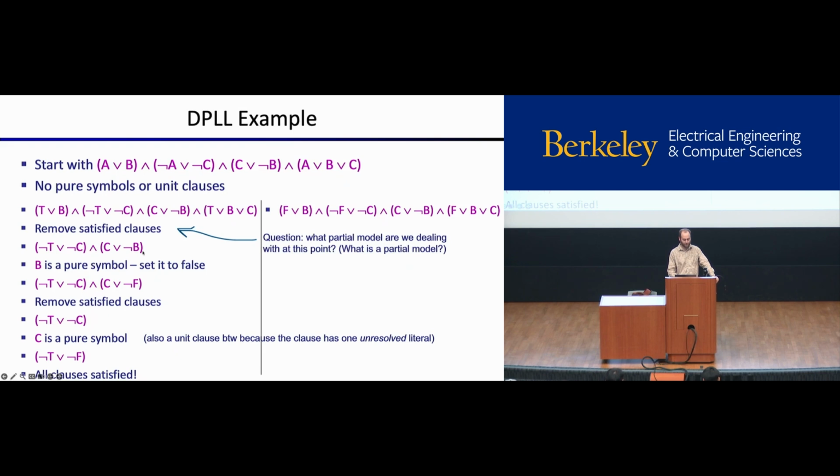B is a pure symbol because either every time it appears, it has a not in front of it, or every time it appears, it doesn't have a not in front of it. It's the first one. Every time it appears, it has a not in front of it. So that's one way of being a pure symbol. In this line. Where's my cursor? There it is. The other way is if every time it appeared, it didn't have a not in front of it.